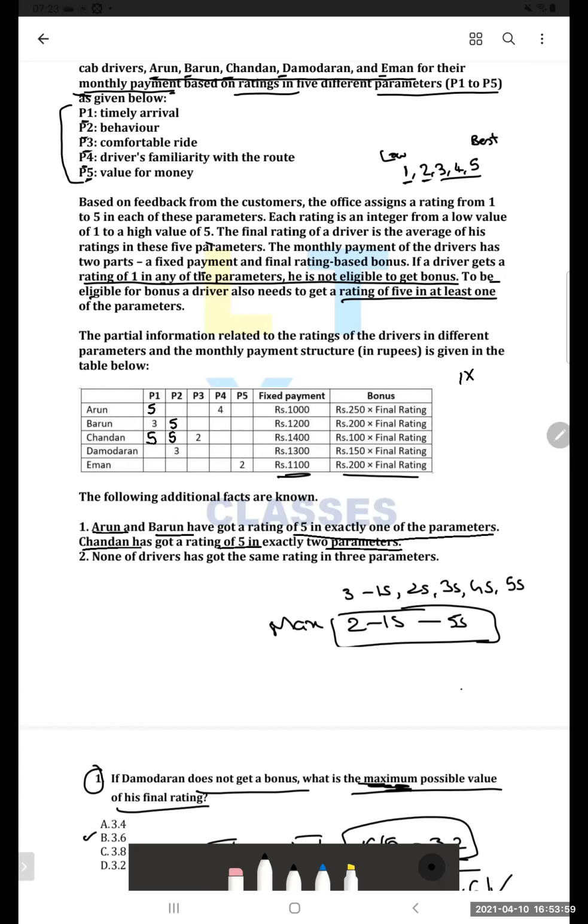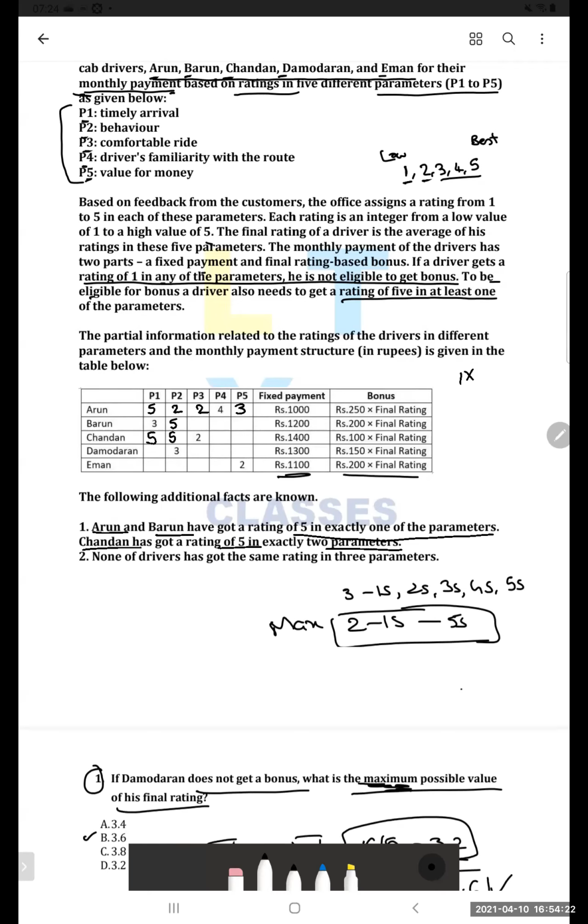Now can somebody help me fill up these numbers for each of the drivers? Let's say Arun, we know already 1 rating. We need to solve for 3 ratings now. What could those 3 numbers be? 2, 2, 3. Perfect. I cannot give him a 1, so I'll start with two 2s. And since I can't go for a third 2, I'll give him a rating of 3.